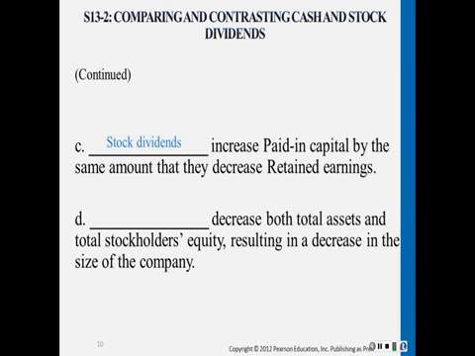And D. Cash dividends decrease both assets and total stockholders' equity, resulting in a decrease in the size of the company.